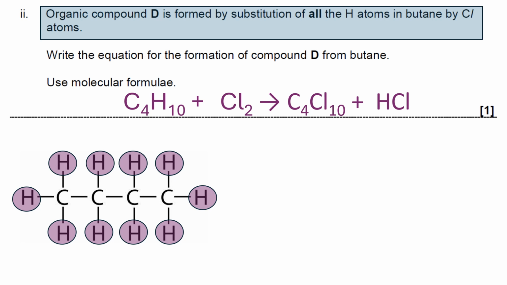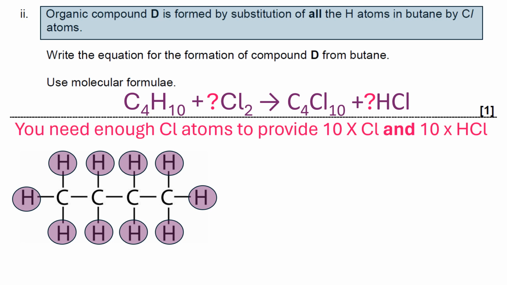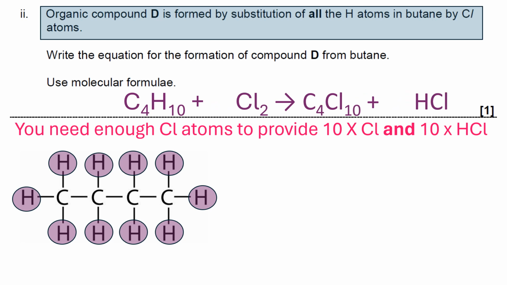Now it's not balanced yet, obviously, because you need to think about how many chlorine molecules you need and how many HCl's you're going to get. So you'll need enough chlorine atoms on the left to provide 10 chlorine atoms for C4Cl10 and enough for 10 HCl's. So moving it over a little bit to make some space, that means we put the number 10 in as our balancing numbers on the left and the right.